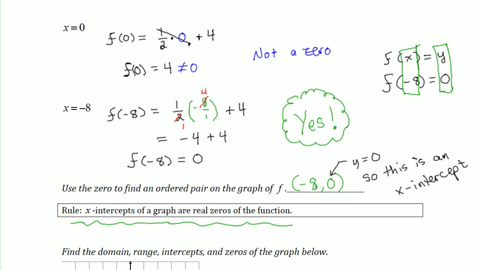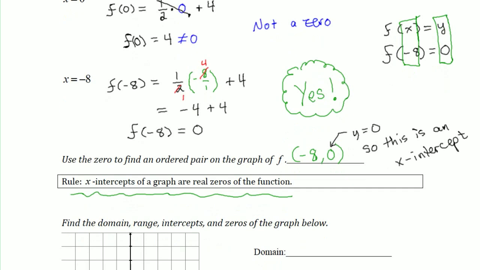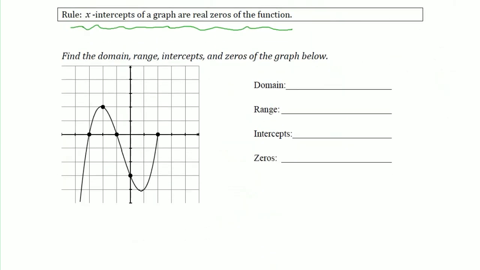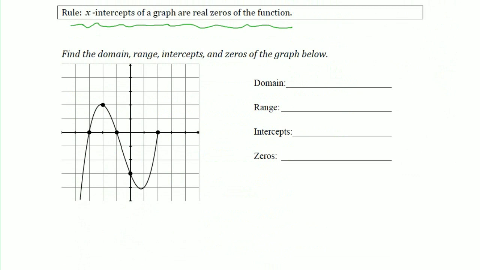So we're going to use this important result that x-intercepts of a graph are the same thing as the zeros of a function to come down here to this graph and find the zeros. I'm going to answer the last question first because it's what we just finished talking about. So I'm going to find the zeros of this graph by just locating those x-intercepts.